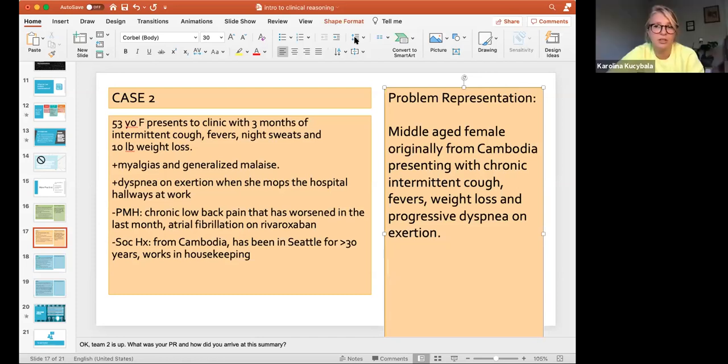That's a great suggestion, and I really appreciate you all being so thoughtful. I assume the Cambodia piece was included for thinking about TB, but you also don't want to forget about malignancy in this case. Wonderful. Any other thoughts before we move on to case 3?